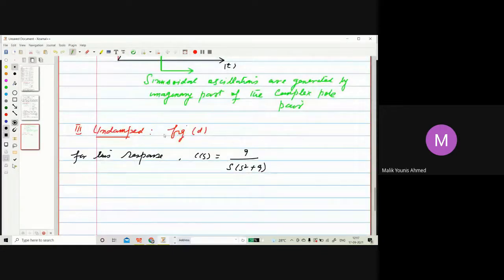Now again, the function has a pole at the origin. I'm going to repeat this. The function has a pole at the origin, that will come from the unit step input, and two imaginary poles will be there. See, S square plus 9 will be equal to 0. S square will be equal to minus 9. So S will be equal to plus minus square root of minus 9, so that will be plus minus j 3. So these are the roots.